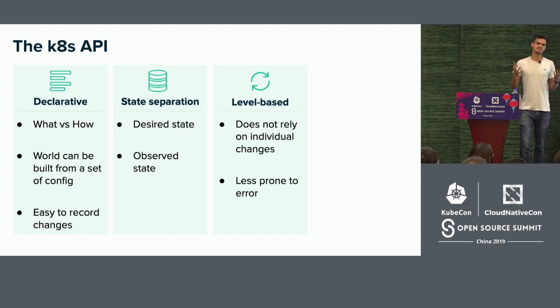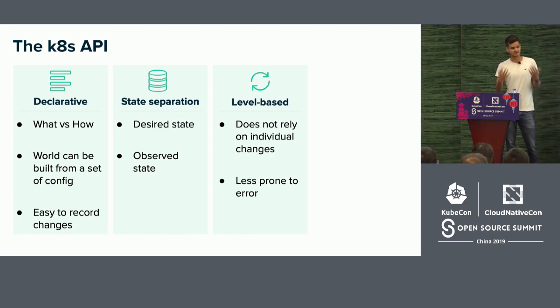And so level-based systems are more forgiving for distributed systems. For example, if your component crashes in an edge-based system, when it restores, it has to understand the history of all the changes that have occurred over time. Whereas a level-based system just reads the current value and makes it so. So really, it allows for less error-prone components to be written. And as I said, it's more forgiving.